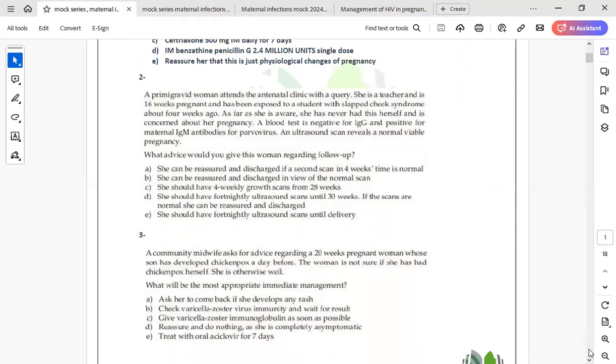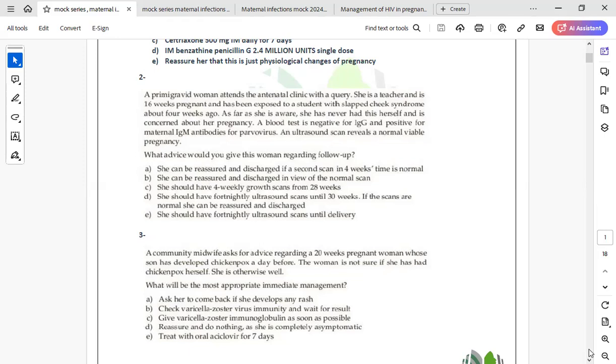The woman is having slapped cheek syndrome, or she's exposed to a case of slapped cheek syndrome. She has never had this syndrome before. She is saying that she is concerned about her pregnancy. The blood test is negative for IgG, positive for maternal IgM. Before going through the choices, I need someone to tell me what is her immunity state right now.